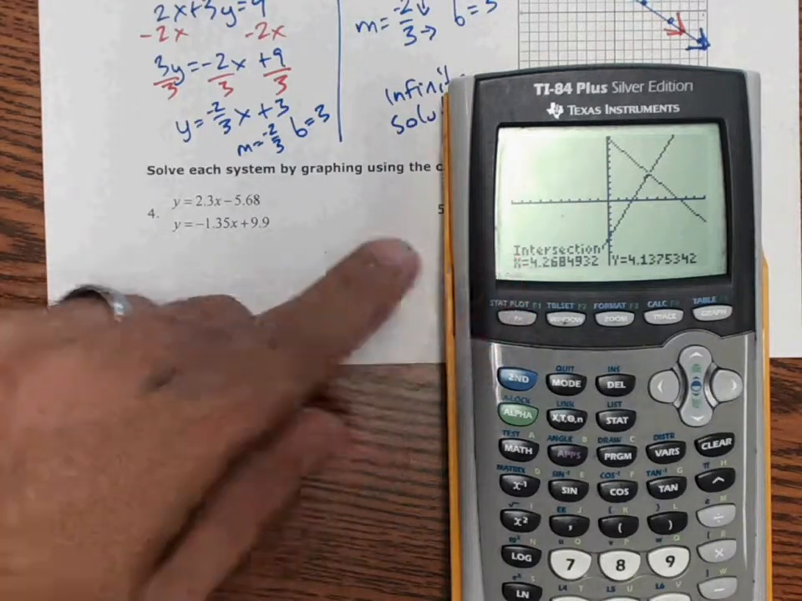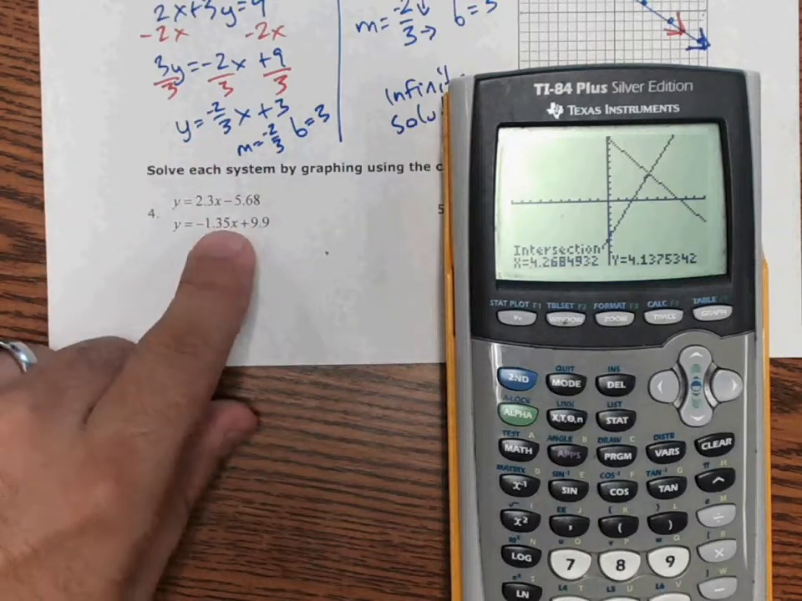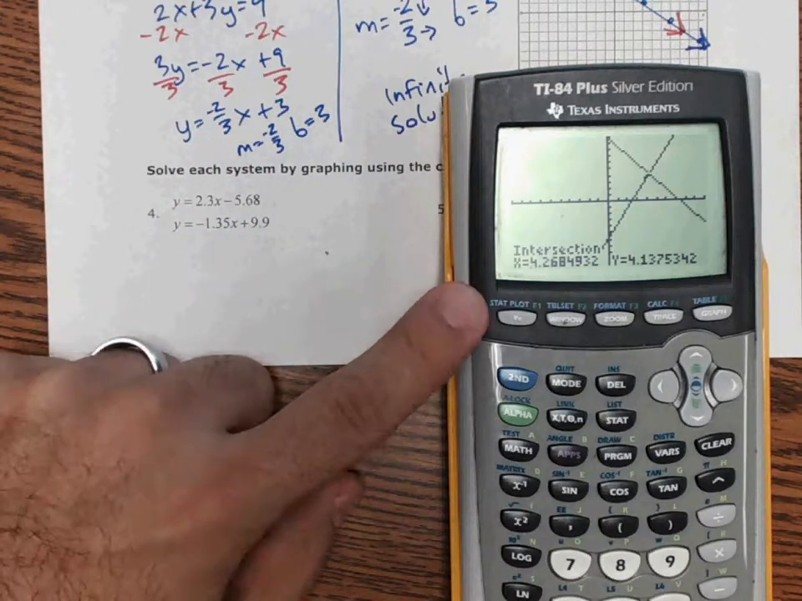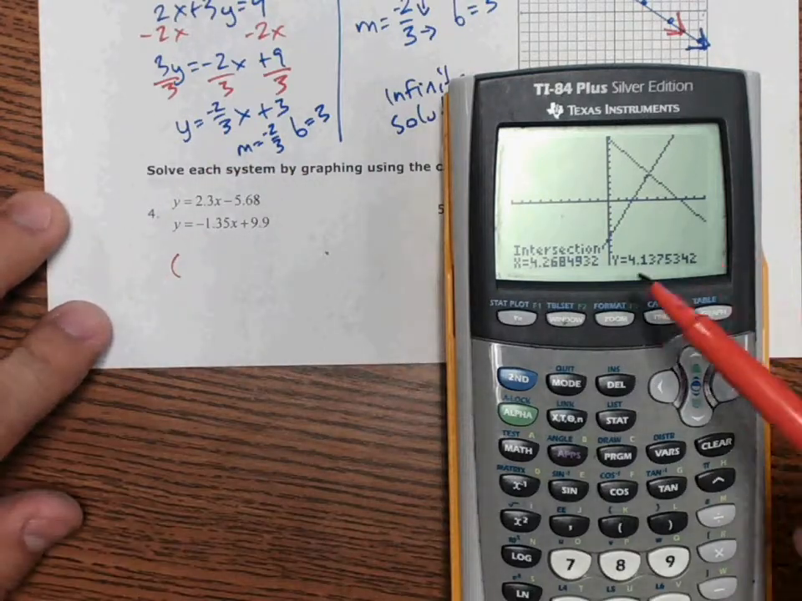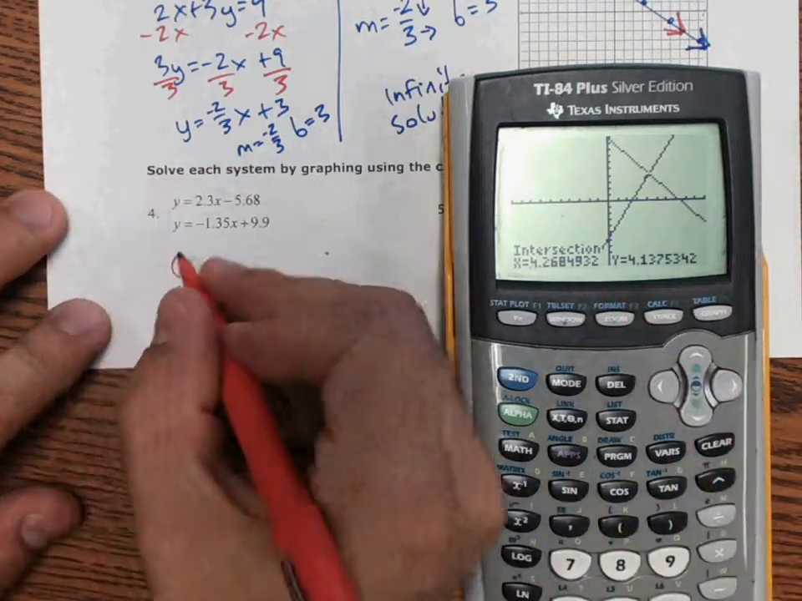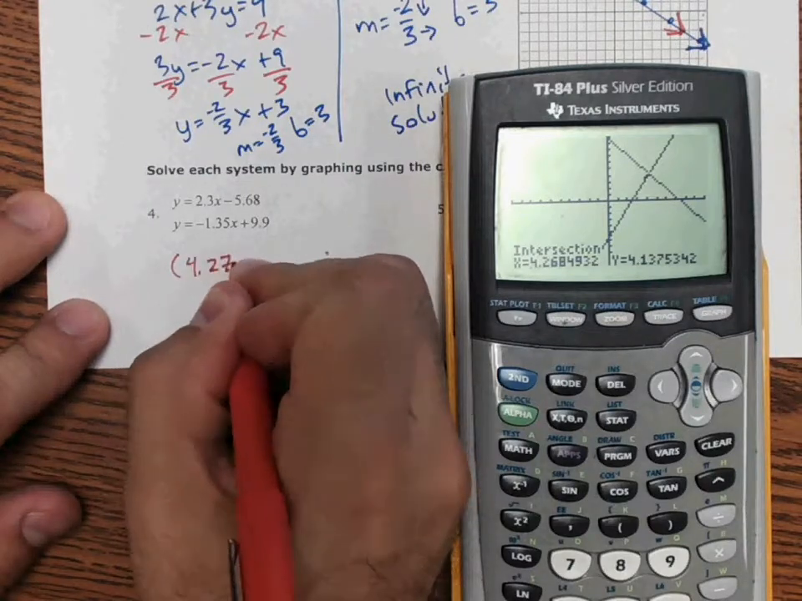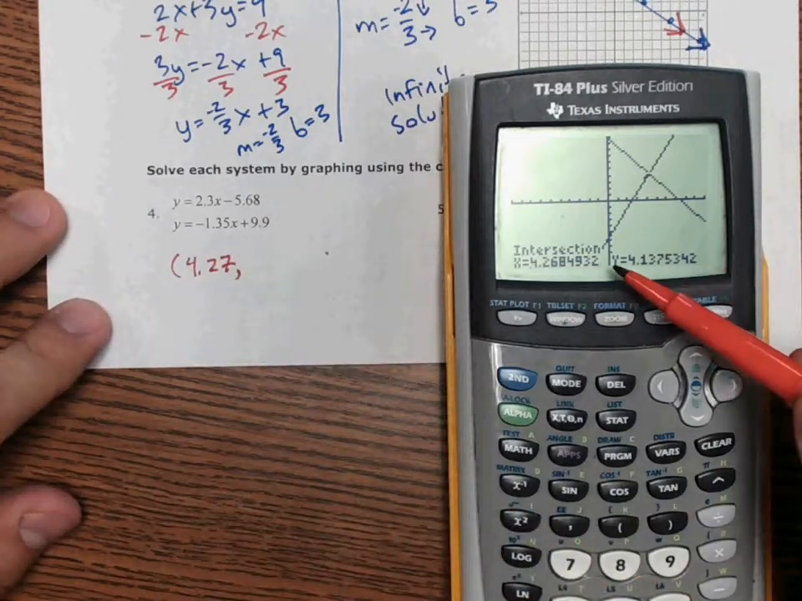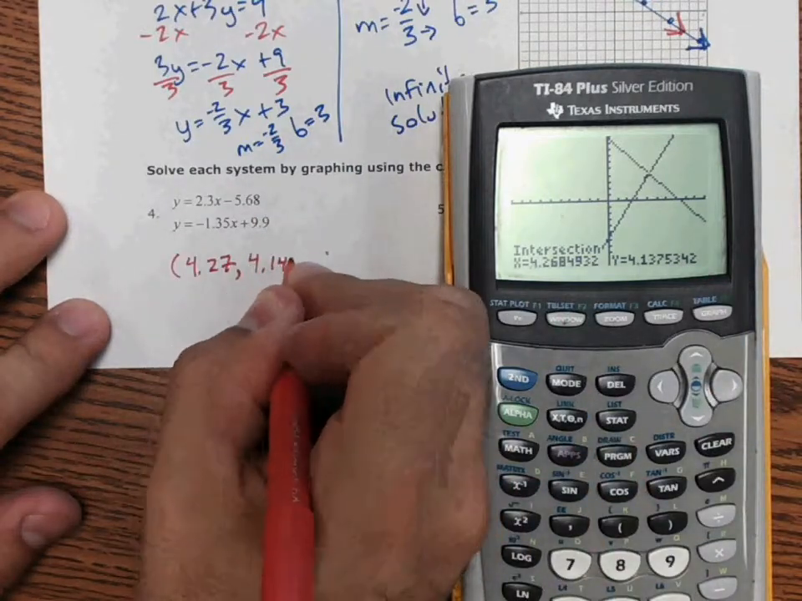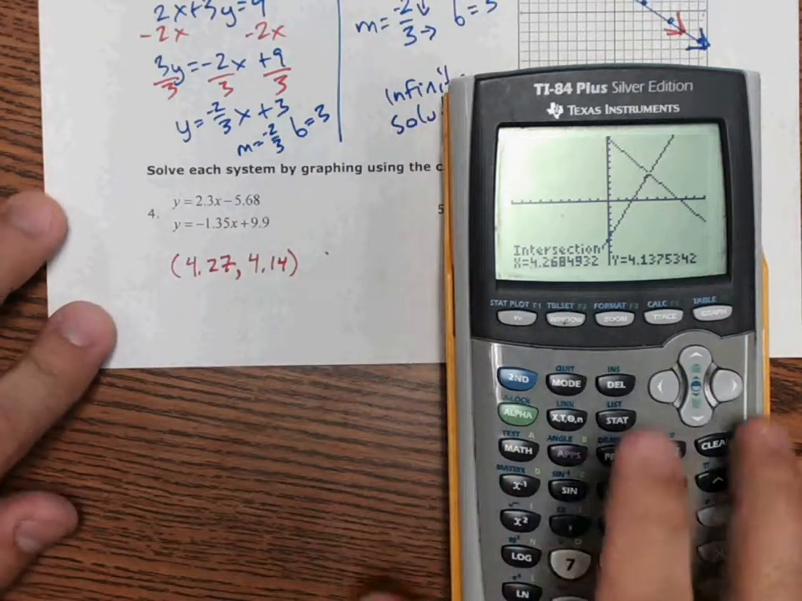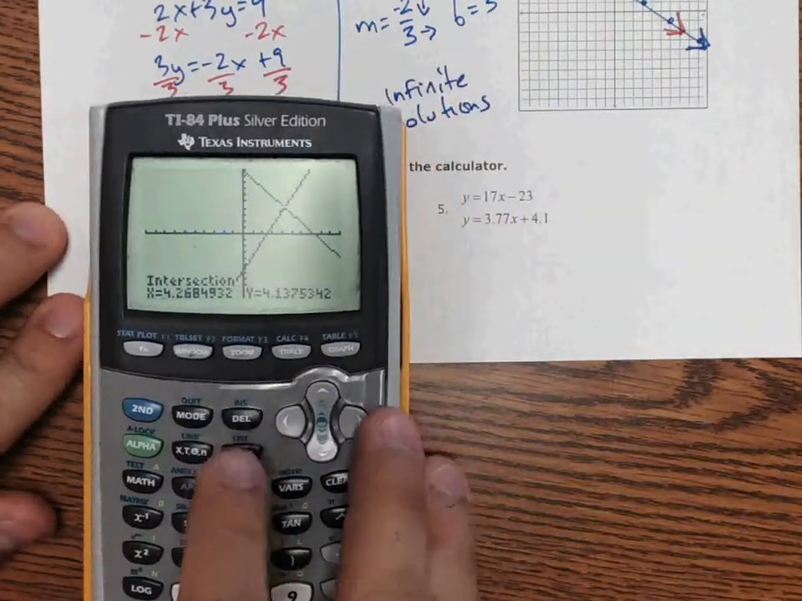Now, since over here the most decimals we have is 2 places, I'm going to use 2 places on these as well. So my x value, 4.268, I'm going to round that up to 4.27. My y value is 4.137, I'm going to round that up to 4.14. That's my solution. Over to the other side.